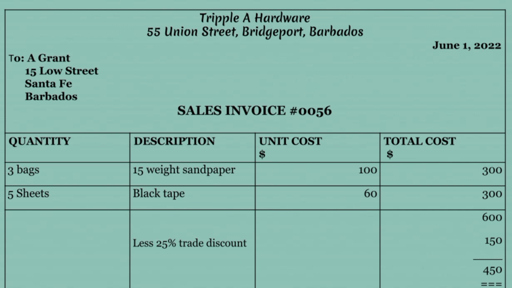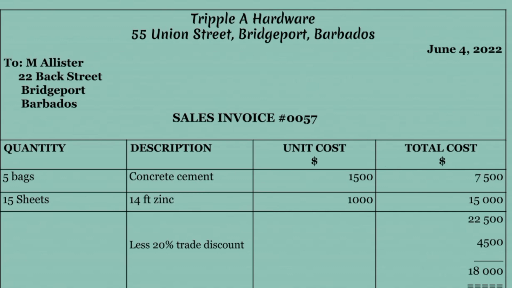We will look quickly at the other 3 invoices, then move on to transfer the information from the invoice to the sales journal. On the second invoice, we are selling goods to M. Allister on June 4, 2022. The invoice number is 0057. This time we are selling 5 bags concrete cement at $1,500 each, totaling $7,500. Also 15 sheets 14 feet zinc at $1,000 each, totaling $15,000. The total on the invoice is $22,500.